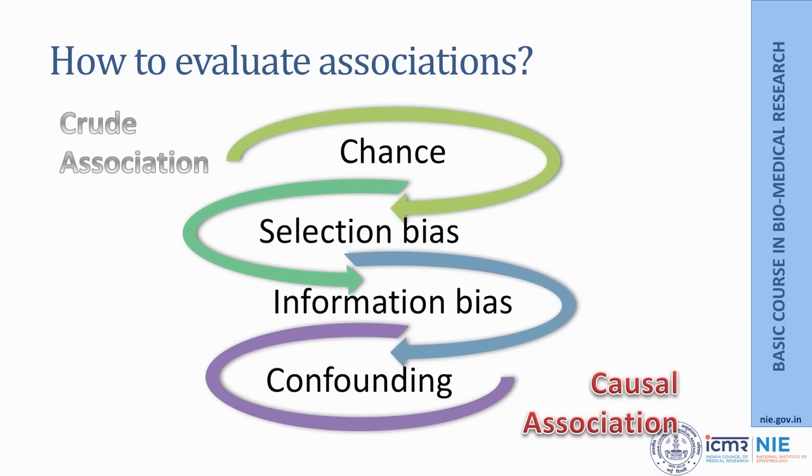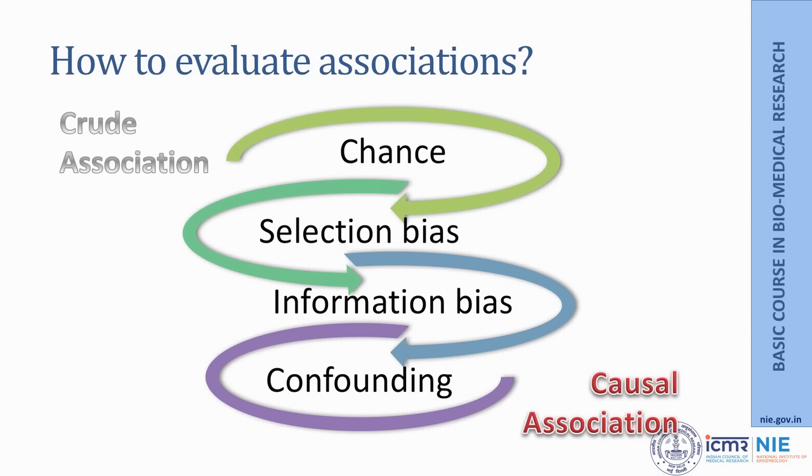So, how do you evaluate associations? Whenever you see a study, when you see a risk ratio or an odds ratio, what you see is a crude association. Now, how do we make sure that this crude association is actually the true or the causal association, that is the true relationship between the exposure and the outcome? What we need to do is go through this spiral.